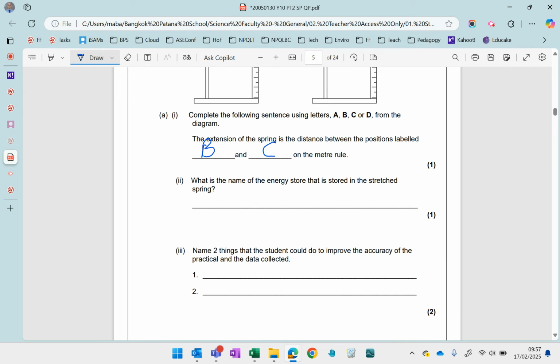The type of energy is elastic potential energy. Oh, pen's just stopped working. There we go. Elastic potential energy. The word potential just means stored. So elastic potential energy.